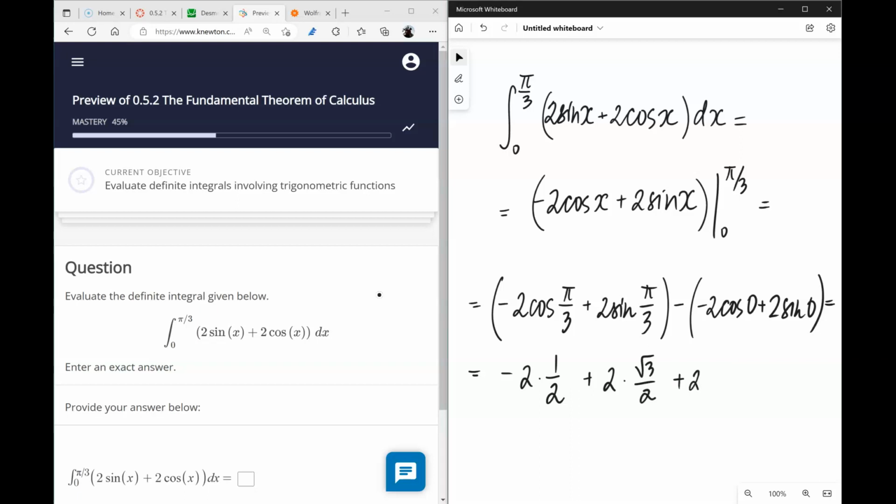This is plus 2. Cosine of 0 is 1, and sine of 0 is 0. So the final answer is negative 1 plus root 3 plus 2. So the answer is 1 plus radical 3.